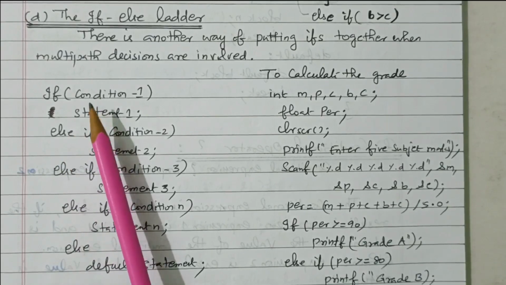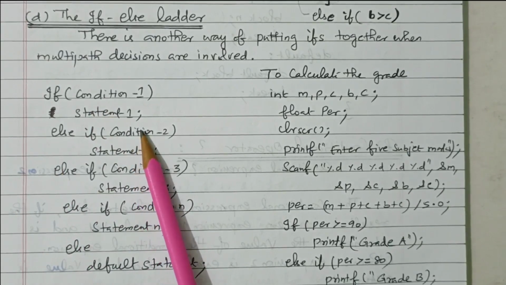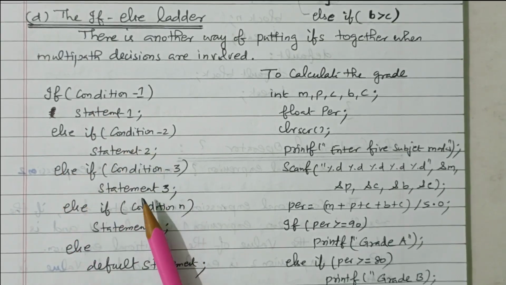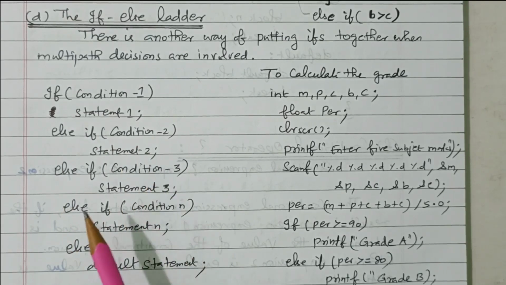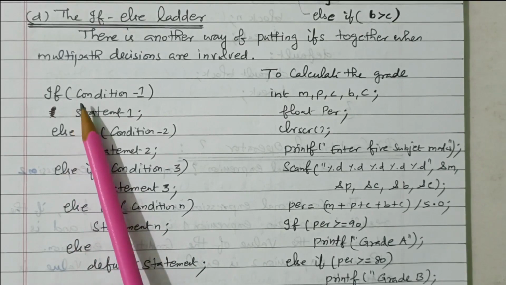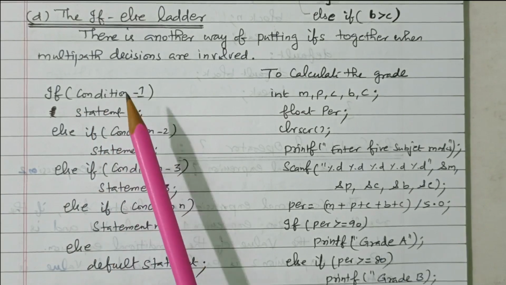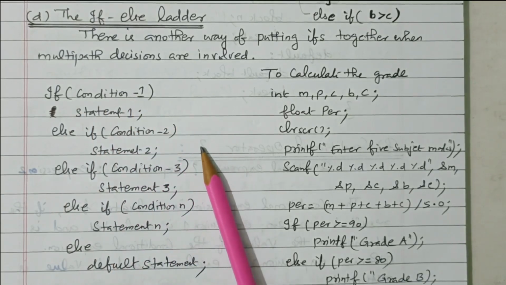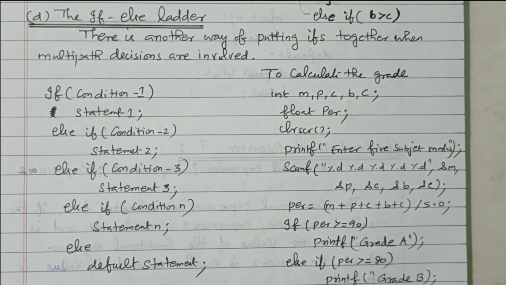So condition 1 is true means statement 1, otherwise condition 2, statement 2. Condition 2 also false means check condition 3, statement 3. Condition 3 is true means statement 3. Condition 3 false means it will go to another statement, like that it will go n numbers. Finally if all the conditions are false, it will go to the default statement, right? For every condition the statements are available, like a ladder. Nested if means condition 1, again condition 2, condition 3, like that it will go. More than one condition is executed. Here, for every condition the statements are available.